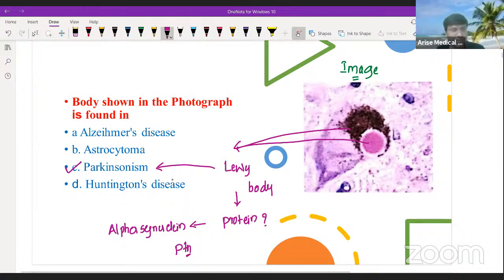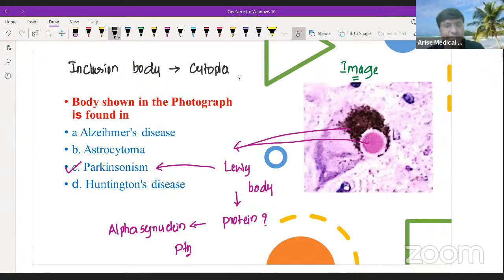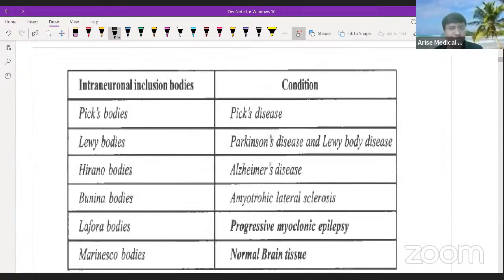Now, you take the inclusion bodies. If you take the inclusion bodies in other disorders, what are inclusion bodies actually? These are the protein aggregates, seen either within the cytoplasm or within the nucleus. And inclusion bodies of various disorders, if you see.